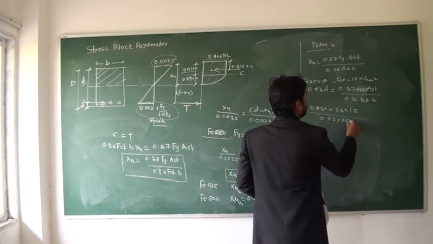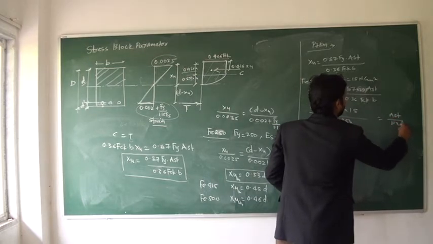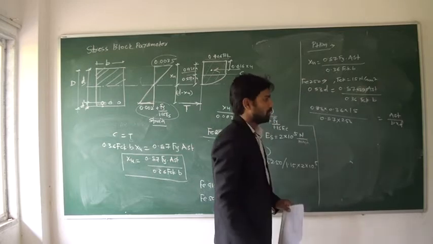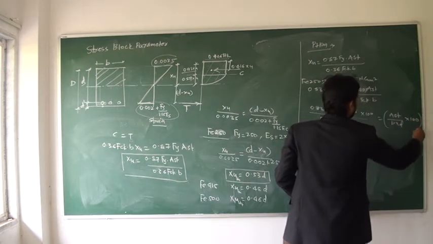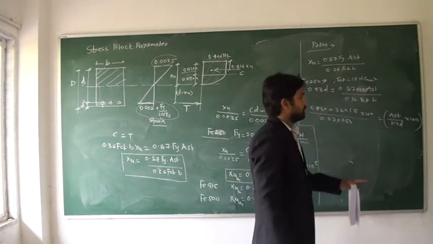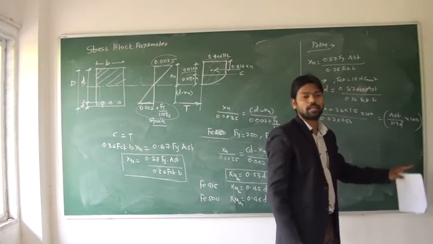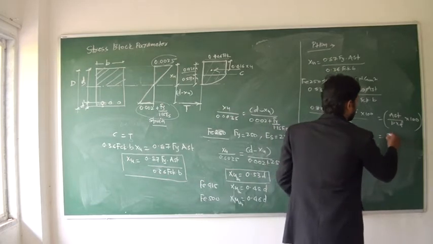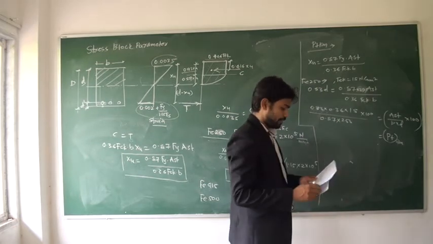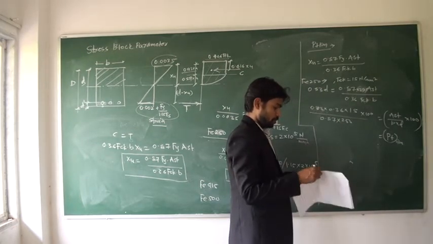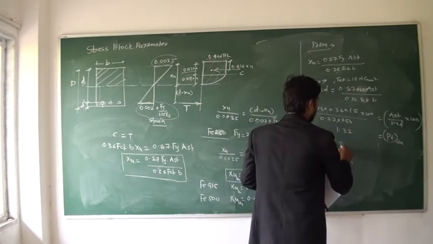0.87 into 250. See what is there? AST divided by B into D. Multiply both the sides by 100. What is this? AST divided by B means reinforcement divided by cross sectional area. Multiplied by 100, it means it is the PT limit, the percentage steel limit. And if you calculate, you will get 1.32.